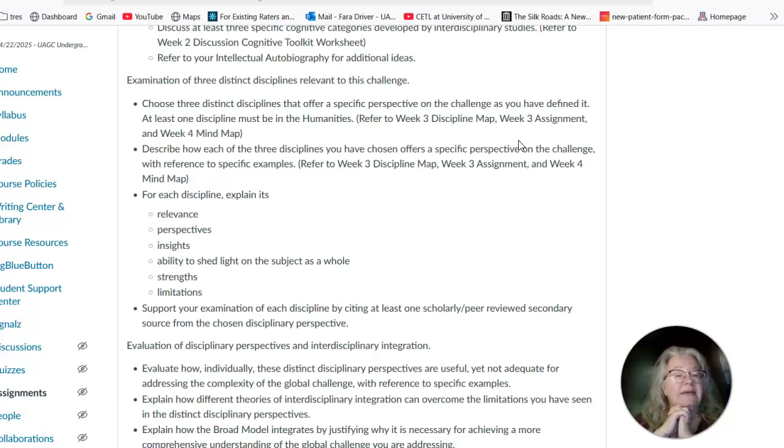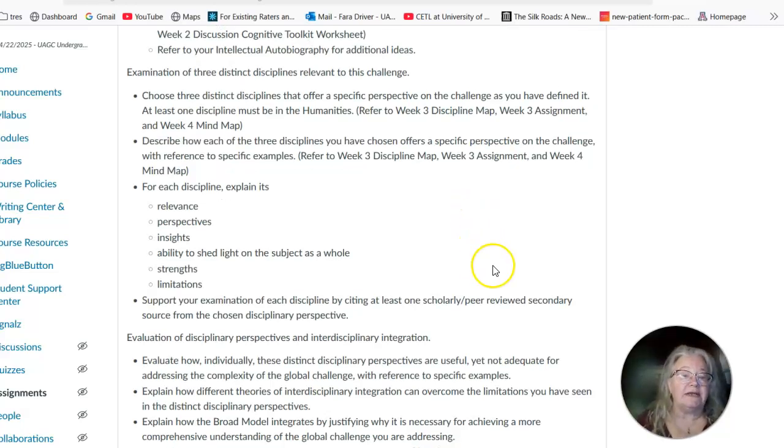You will support your examination of each discipline by citing at least one scholarly or peer-reviewed secondary source from that discipline. So I encourage you to bear in mind that the library has a wonderful structure where you can look for different disciplines and different articles and publications within those disciplines. So be sure you take advantage of the great strengths our library does have in finding those secondary sources.